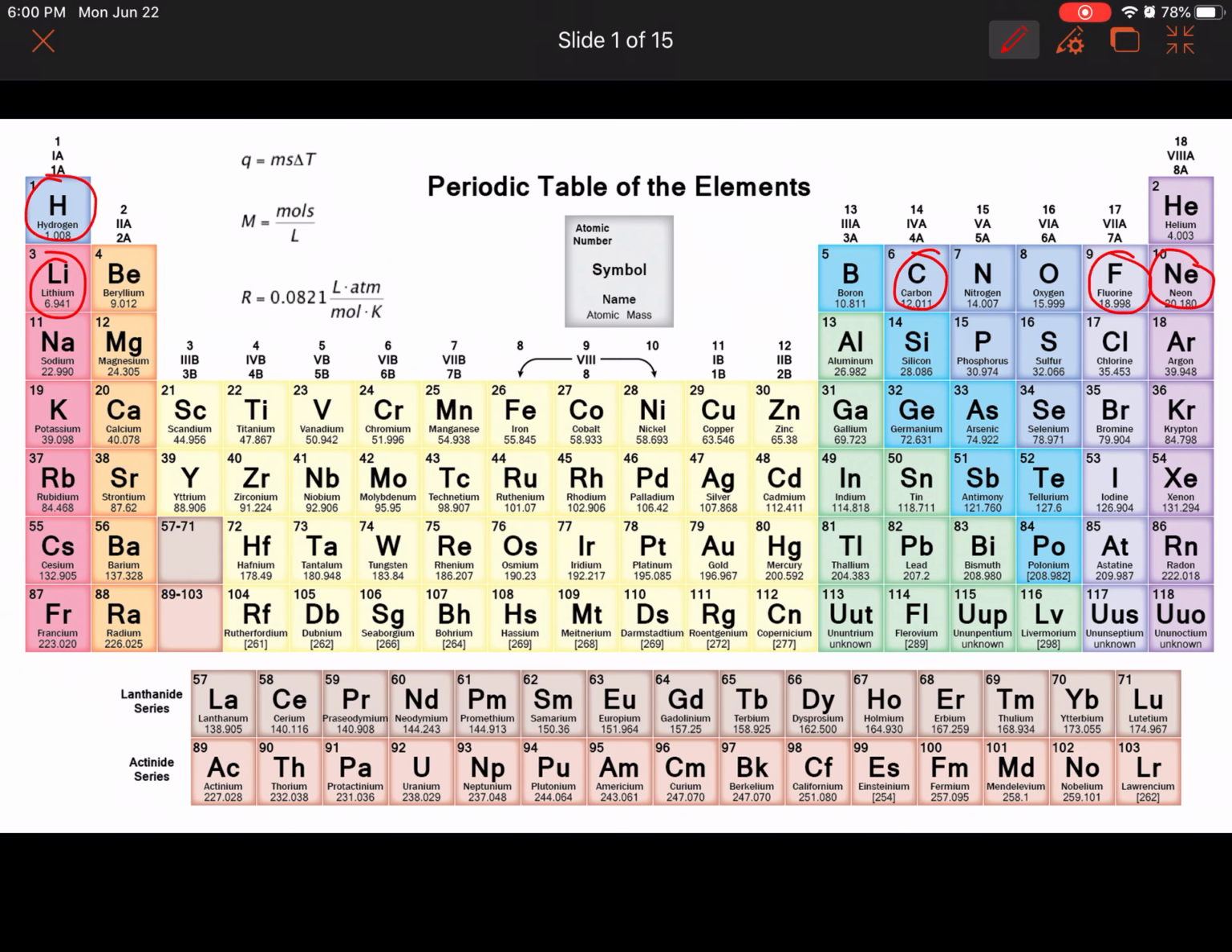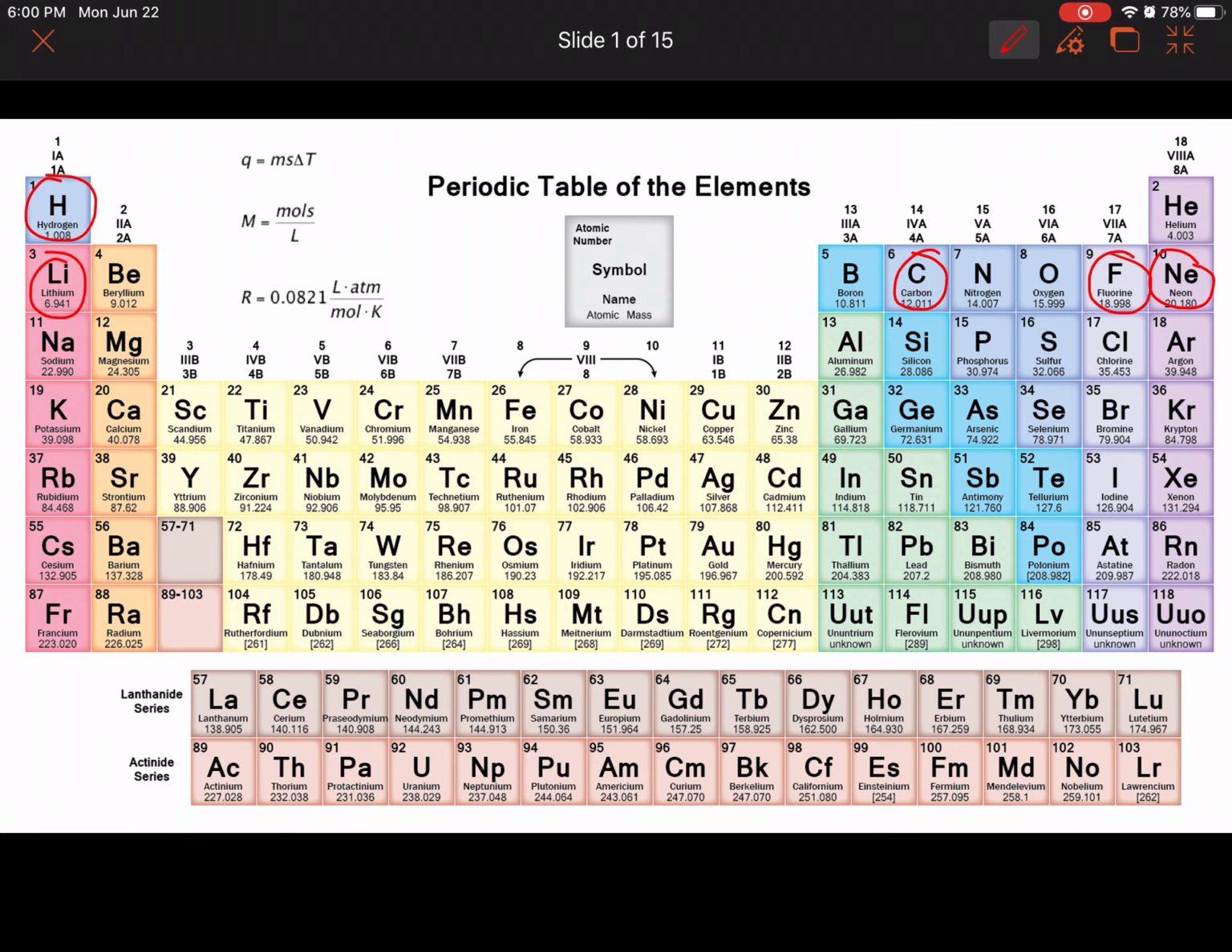Normally, non-metals have very large negative electron affinities. Neon is a noble gas. It doesn't want to lose or gain an electron, so neon is out. Then we are left with hydrogen, lithium, carbon, fluorine. Which one would be more electronegative, with a larger electron affinity? That is going to be fluorine, because electronegativity increases as we go across the periodic table, and electron affinity becomes more negative as we go across the periodic table. It would be fluorine.